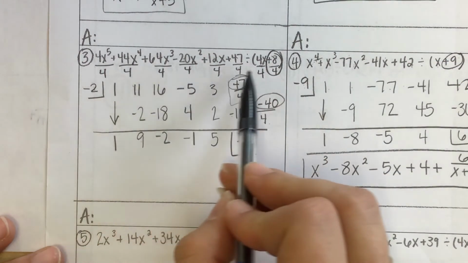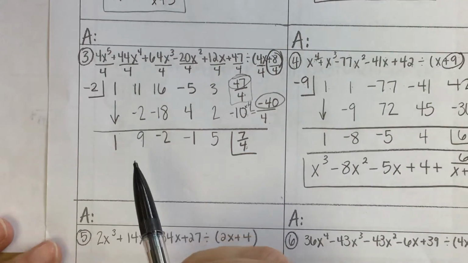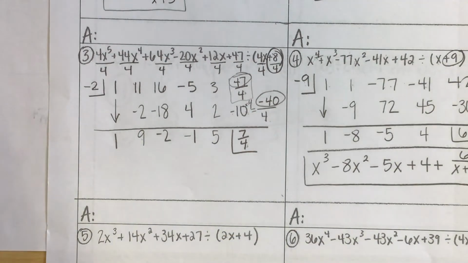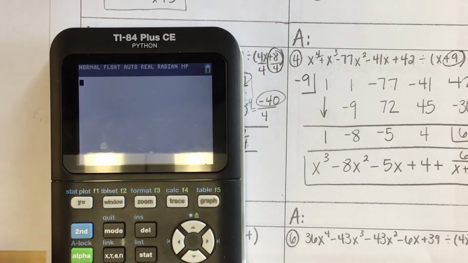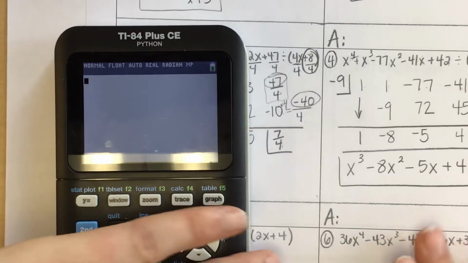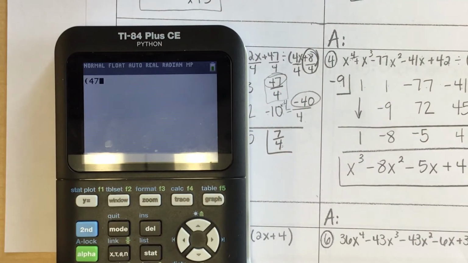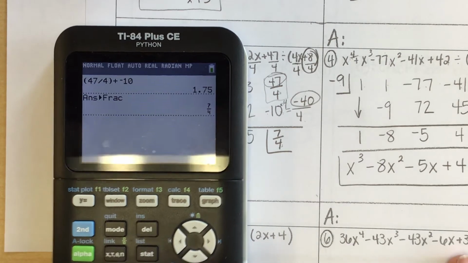The key thing here is if you have a remainder that is a fraction, make sure the bottom number is the same thing as what you're dividing by, okay? Now, another way you can do this is you can go to your calculator and I can type in, let's see what the problem was. So parentheses 47 divided by 4 plus -10. It gives me the decimal, and then what I can do is I can hit math, enter, enter, and it gives it to me as a fraction. Okay, so you can do that as well.